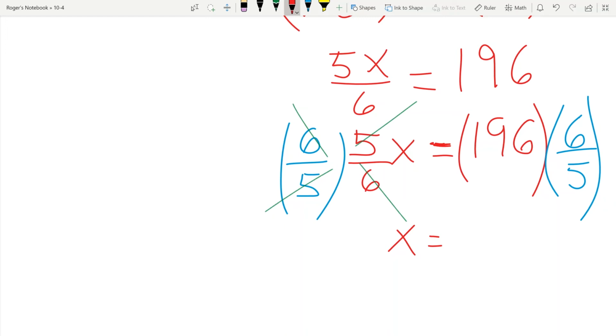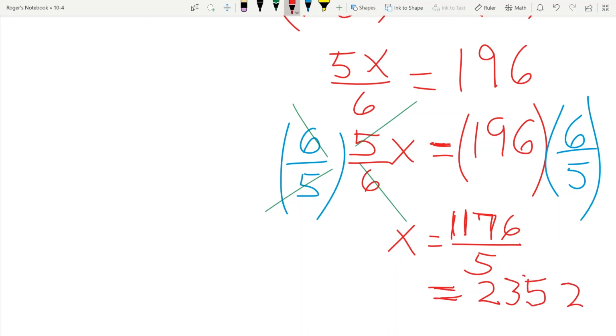So what is this thing then? 196 times 6 is equal to 1,176. So this could be written as 1,176 divided by 5, which is going to be equal to 235.2.